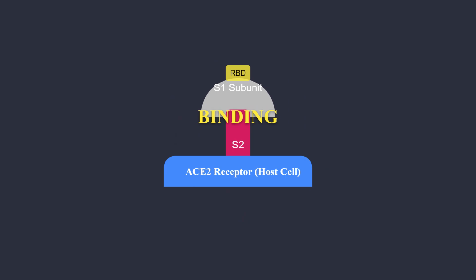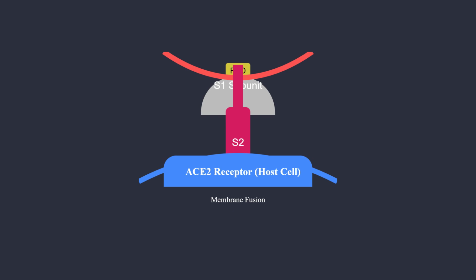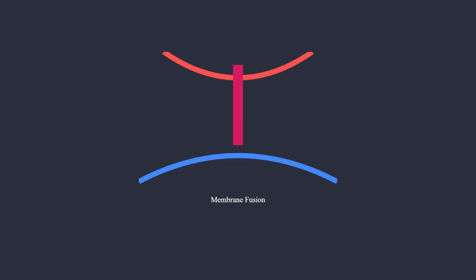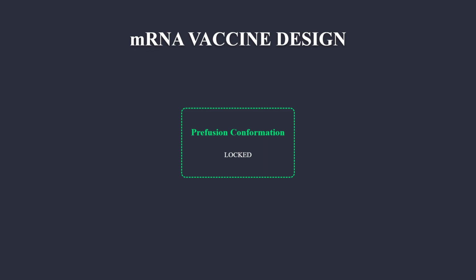It triggers a significant conformational change within the spike protein structure. Subsequently, the S2 subunit executes the membrane fusion process. This fusion merges the viral envelope directly with the host cell membrane, allowing the viral genome to enter the host cell cytoplasm. The messenger RNA vaccine strategy is engineered to generate the spike protein in a stable, pre-fusion conformation.